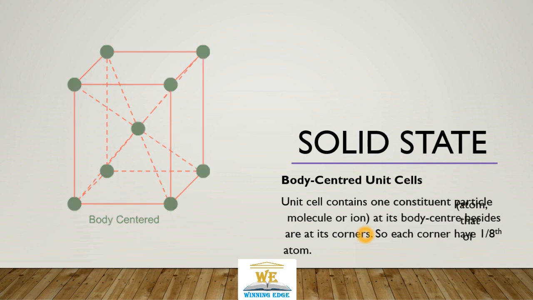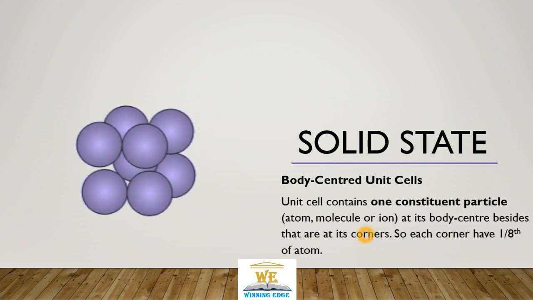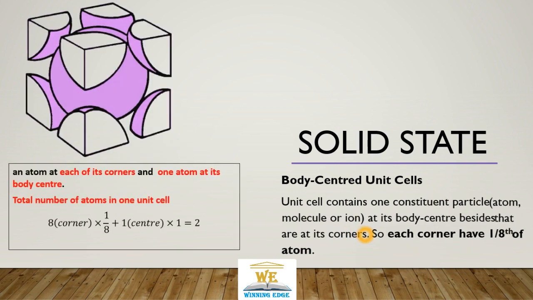So here we see one constituent particle at its body center and each corner having 1/8 of an atom. Total will be 1 at the center plus 1/8 at each corner, 1/8 into 8 corners. So 2 atoms per body centered unit cell.